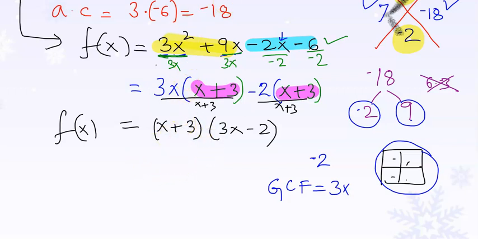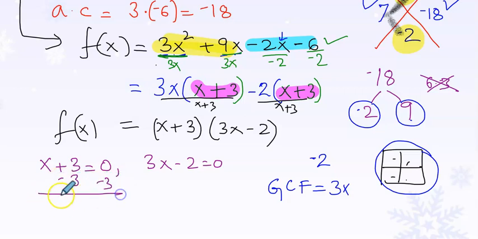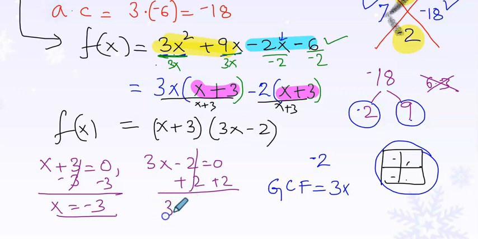Now, from these factors, you can easily find your zeros, right? X plus 3 is equal to 0. 3x minus 2 is equal to 0. Now, solve for x. Do the inverse operation. Plus 3, opposite minus 3. Cancel out. X is equal to negative 3. Here, opposite, plus 2, cancel out this 2, minus 2 plus 2, cancel.